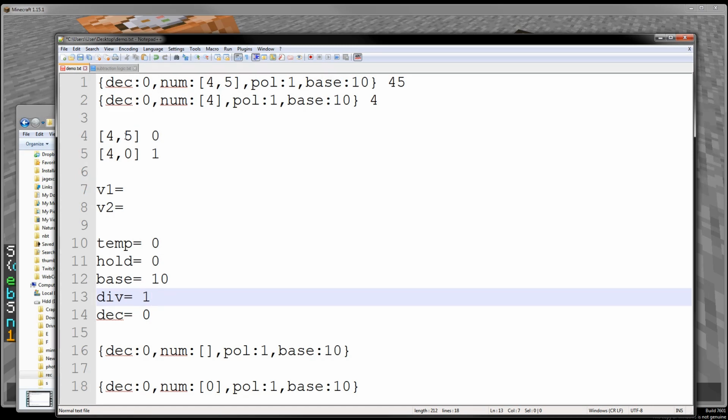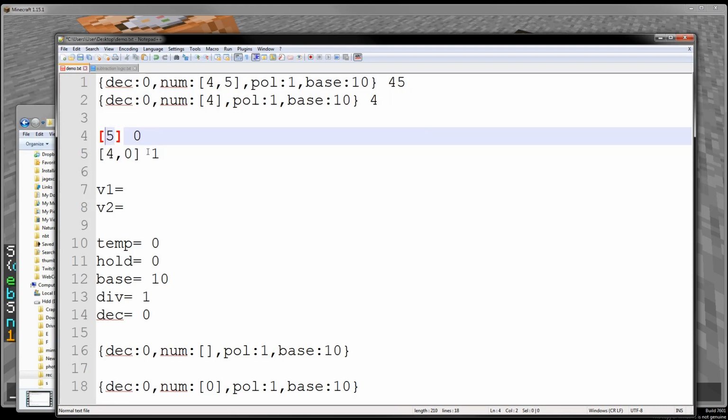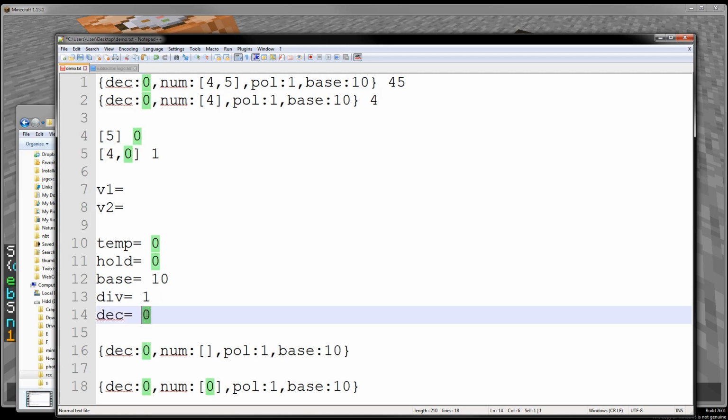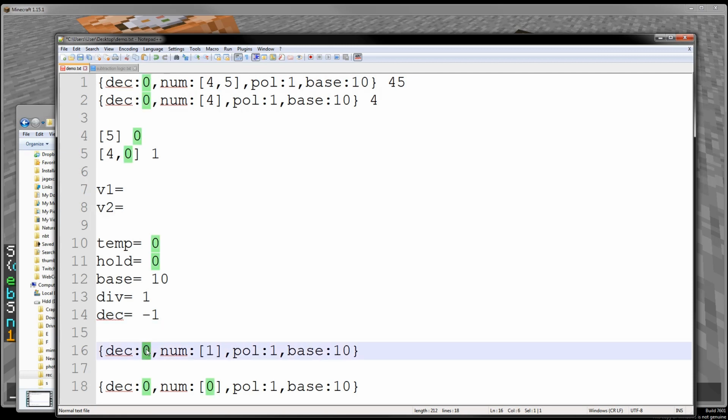So now I have 5 and 40. So I can no longer subtract 40 from 5. I know that because this number is less than this number. So what I do then is I generate a number to add to this. The difference between these two right now is -1. So I take the current decimal point and set it to -1. And what I do is I take this div and add it to the generated number. And then I take this negative decimal point.